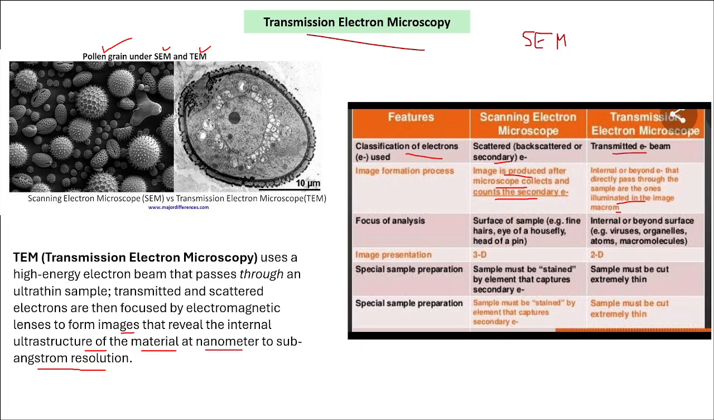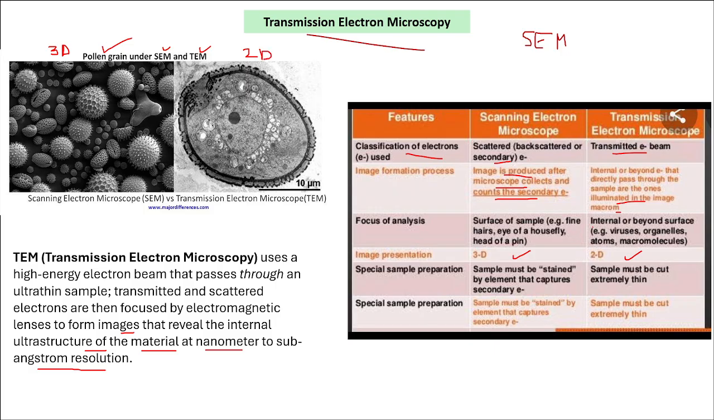In scanning electron microscopy, the focus is on the surface of the sample: fine hairs, the eye of a housefly, the head of a pin. So we can see those 3D structures as well. In transmission electron microscopy, we look internally or beyond the surface: viruses, organelles, atoms, macromolecules. So this gives a 3D kind of projection, 3D images. This is a 2D. As you can see here, this is 3D and this is 2D.